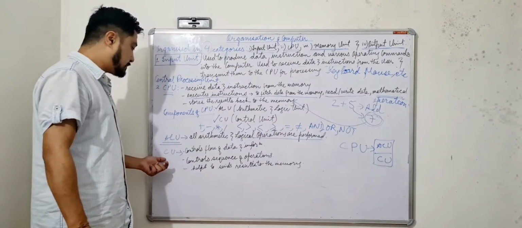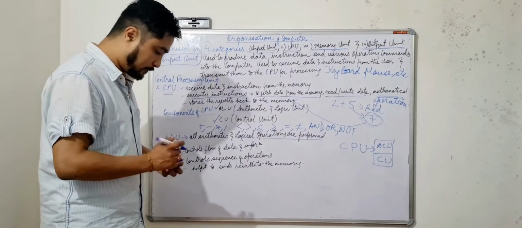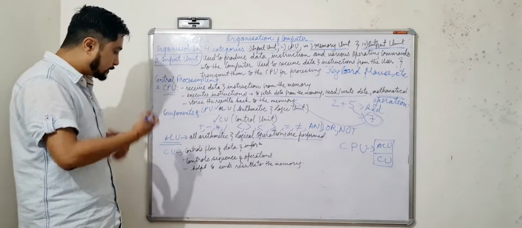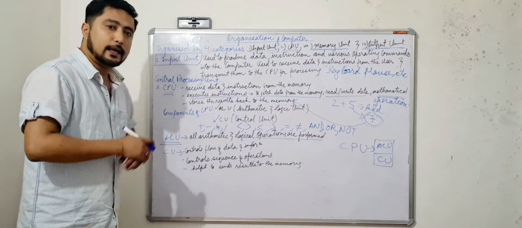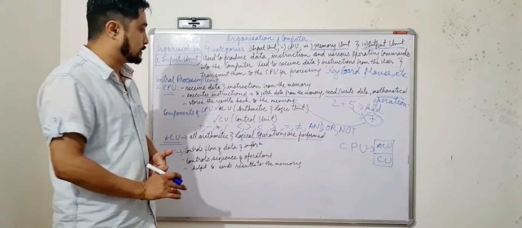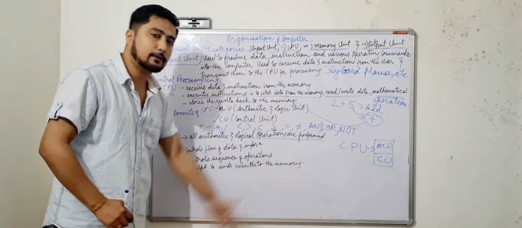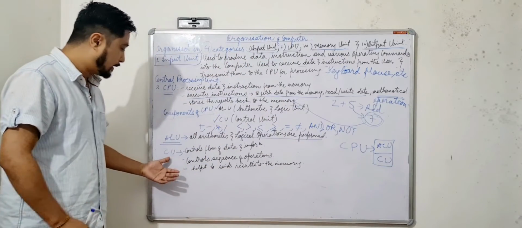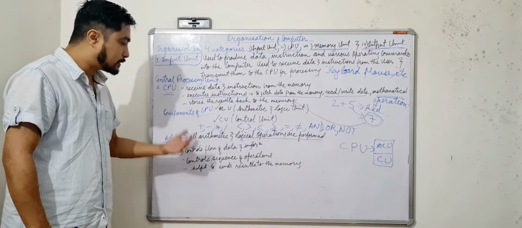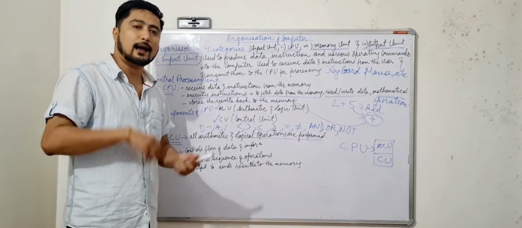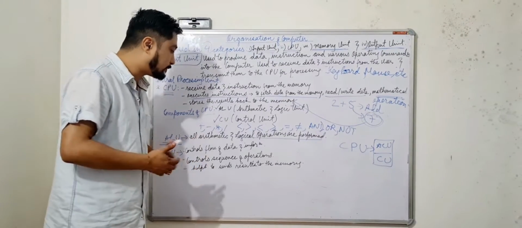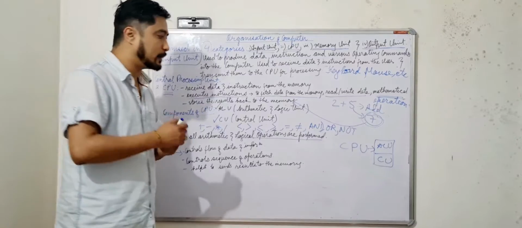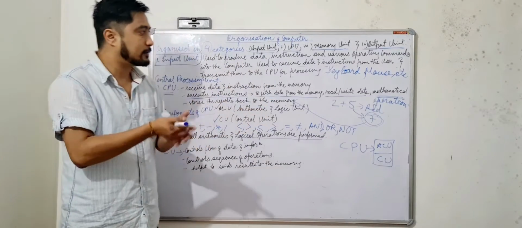Now the next one is the CU, the control unit. What does this control unit do? It controls all the operations which are performed during these operations. The control unit controls the flow of data and information.